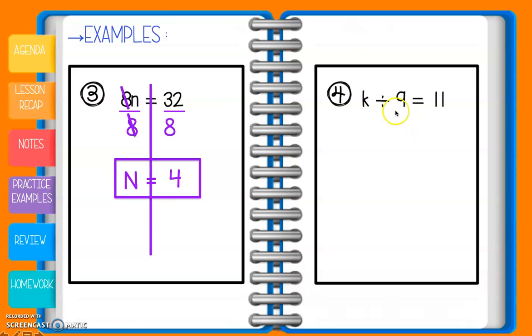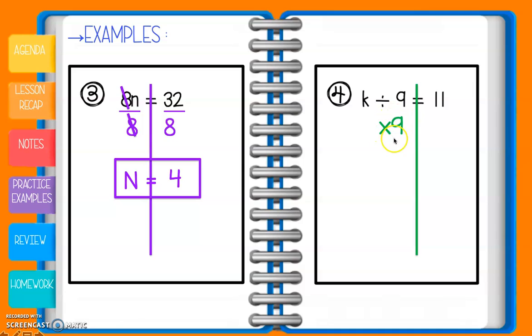Okay. All right, last one we're going to do all together. Let's take a look at k divided by 9. For k divided by 9, we're going to start by putting our line through the equal sign, and then we're going to determine our inverse operation. So the opposite of dividing by 9 is to multiply by 9.